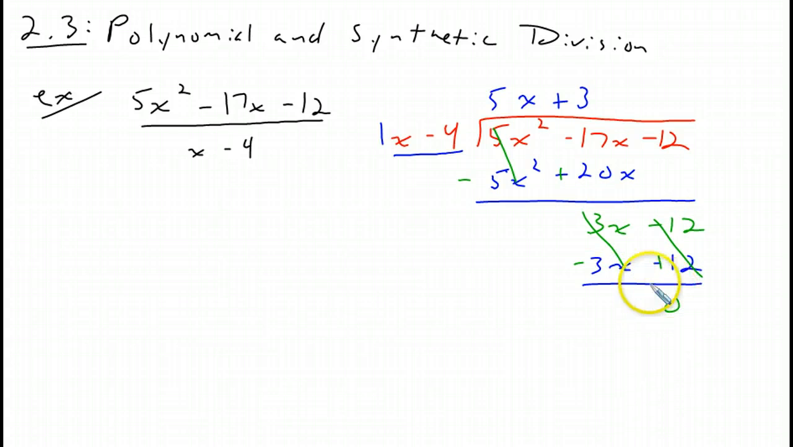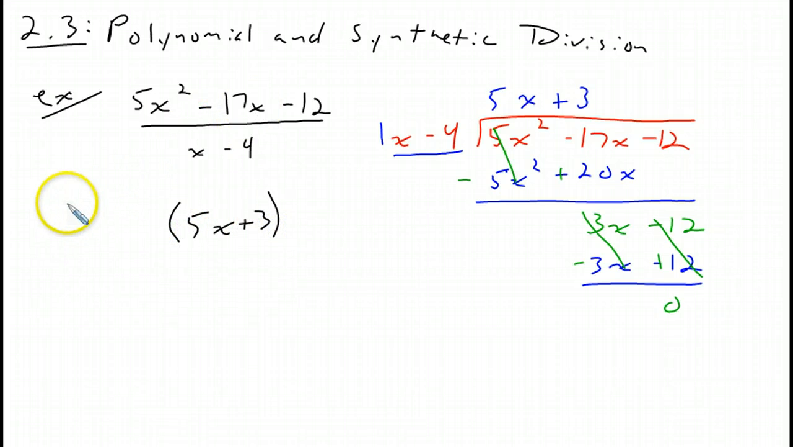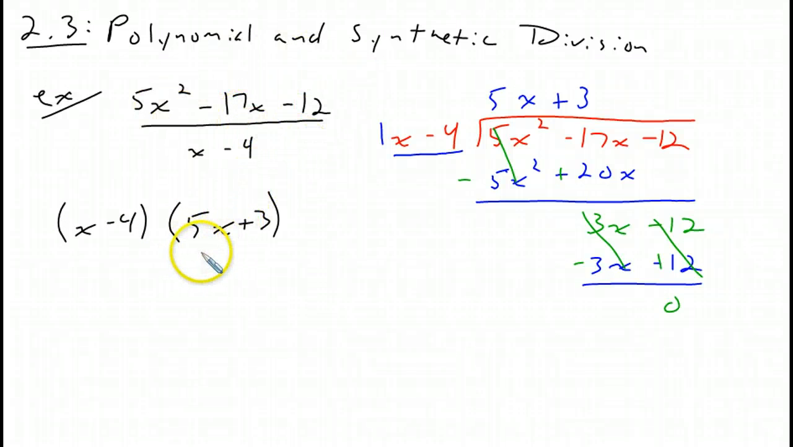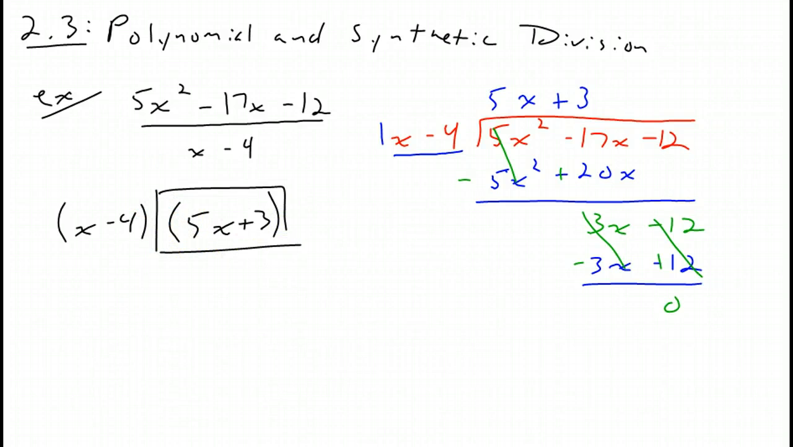So we're left with a remainder of 0. Therefore, this whole thing divided out is 5x plus 3. And if you notice, this is the factors. We actually just found this. We factored this. This is x minus 4 times 5x minus 3. If you multiply this back out, you'll get back to the top equation. You can always check your work if you really want to that way. But this here is all I need to see for your final answer for ones like these.